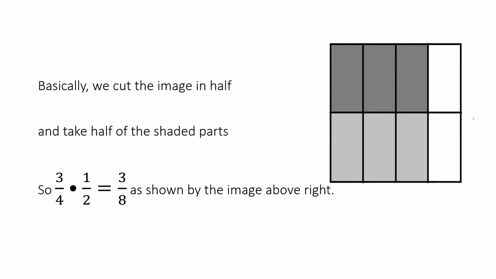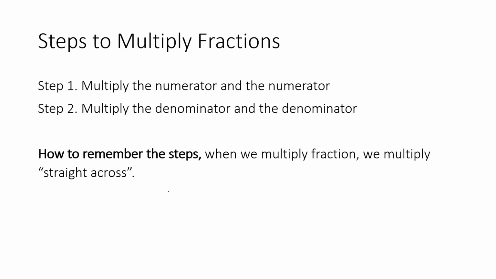But instead of drawing it, we can get the same answer by simply multiplying 3 times 1, and 4 times 2. 3 times 1 is 3, 4 times 2 is 8. So far so good? Okay, so we can summarize all of that into two steps. Multiply the numerator with the numerator, multiply the denominator with the denominator. Or in other words, we multiply straight across.